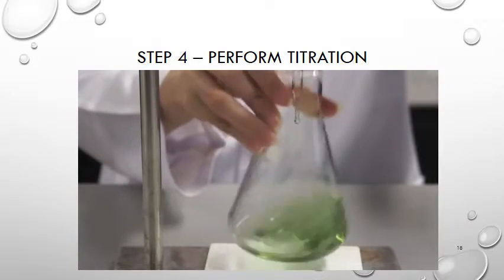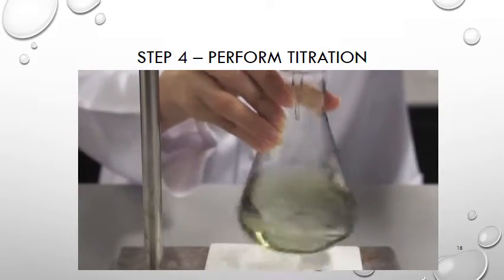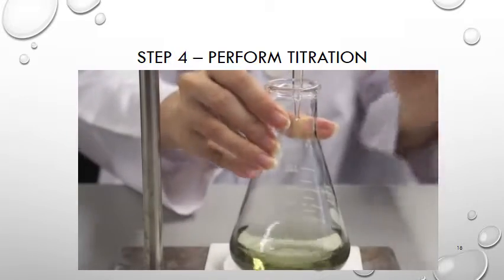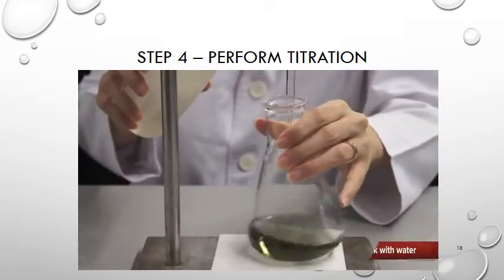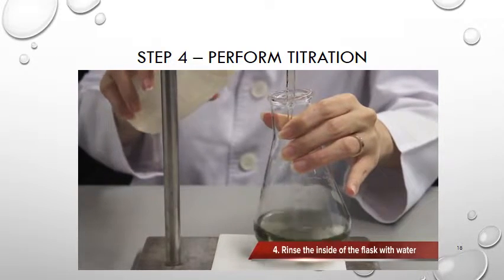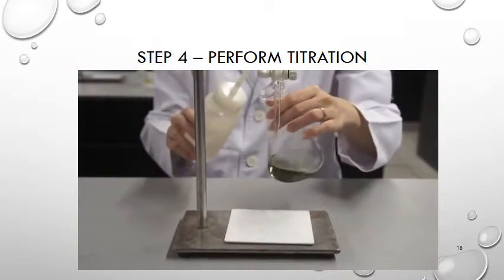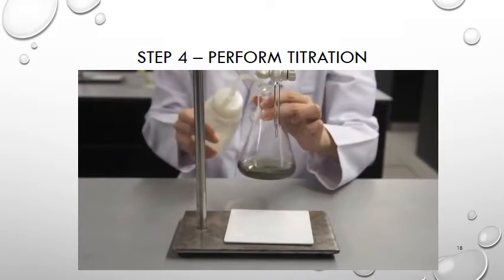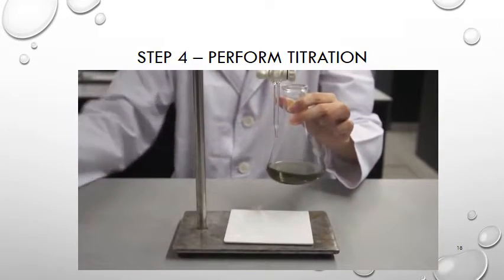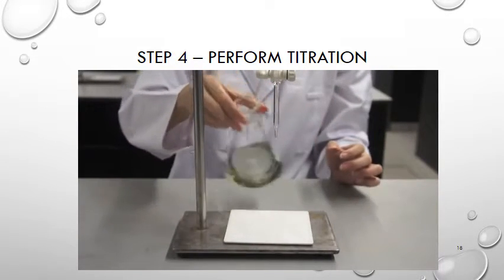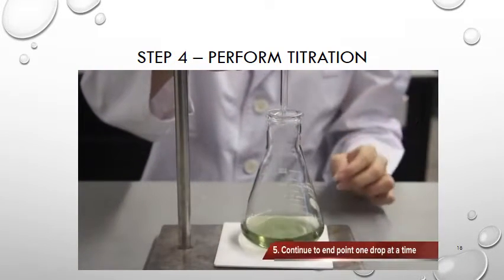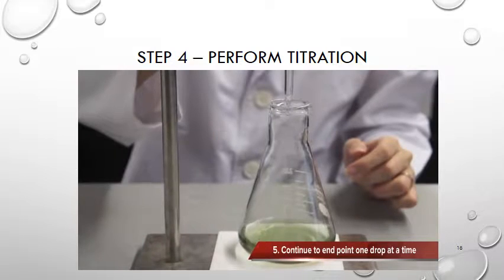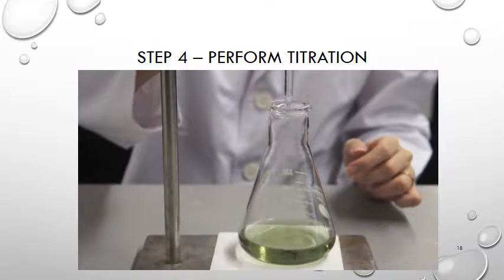When one drop from the burette changes the color of the solution, you are almost at the endpoint. During the titration, you might have splashed a lot of solution on the inside of the flask. Rinse the inside of the flask with distilled water. Continue to the endpoint, one drop at a time.